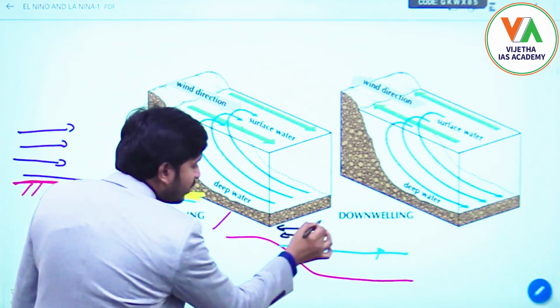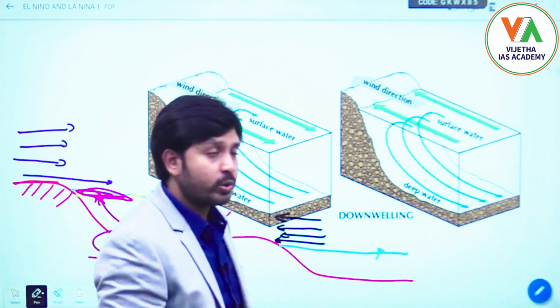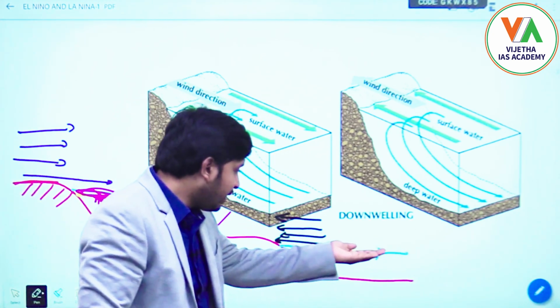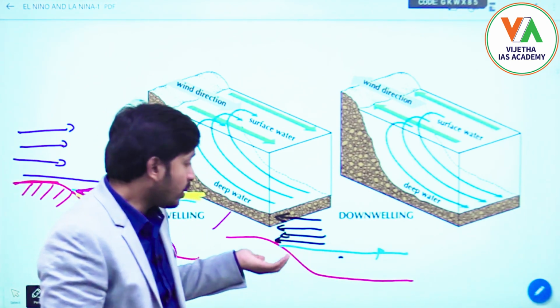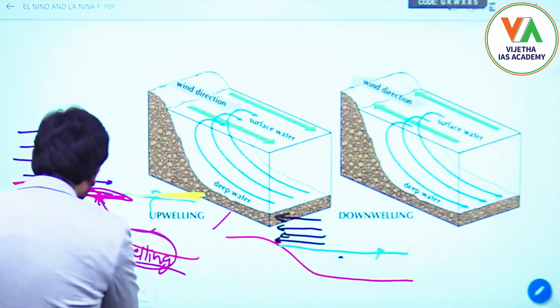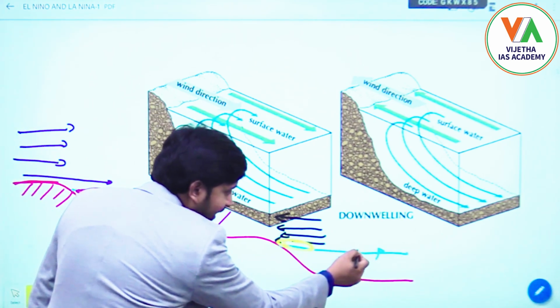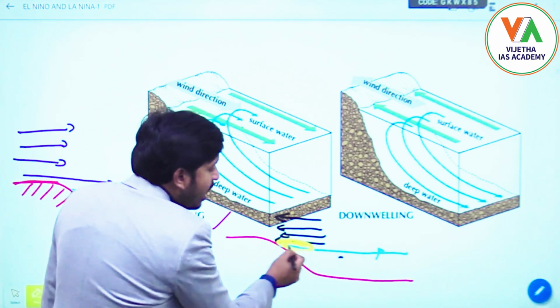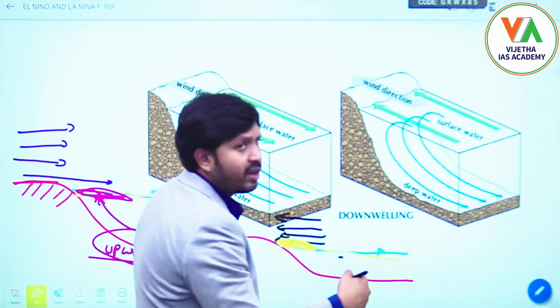We will take the winds that are blowing towards the land or towards the coast. As winds are blowing towards the coast, these winds will try to drag the water that is present on the ocean towards the coast. Because of that, water will start accumulating, because this entire water present on the surface will be dragged towards the coast, and a little bit of water level will be reduced away from the coast.